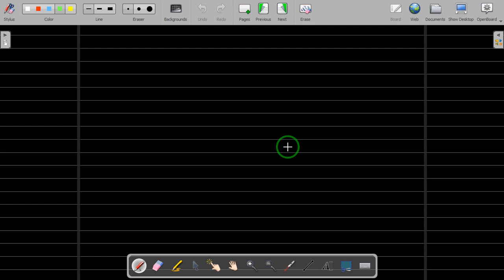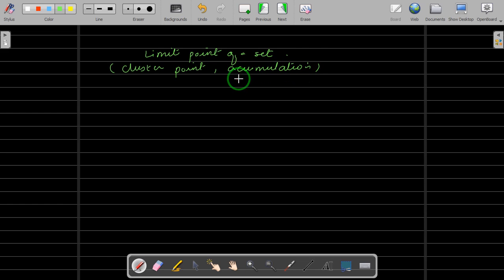Okay. So let us first define what is a limit point of a set. This is also called a cluster point, or it is also called an accumulation point. Different nomenclatures are there. So let us define this first.